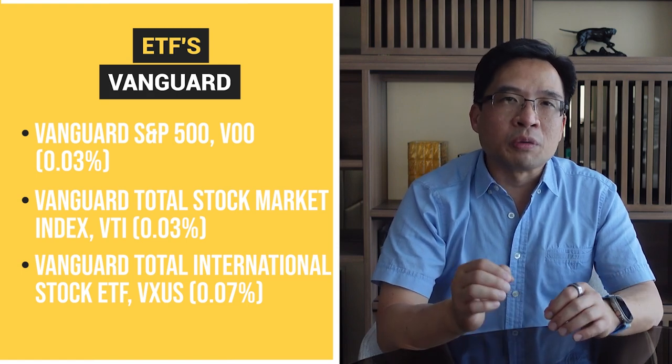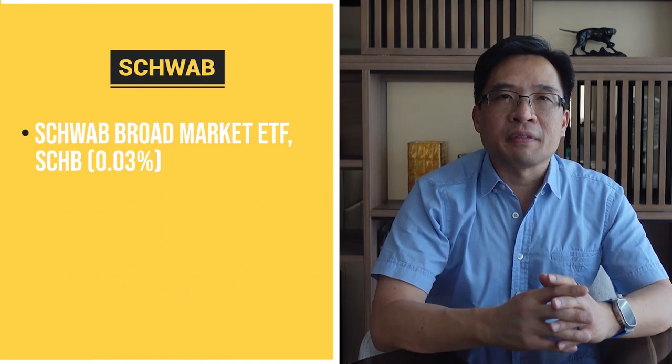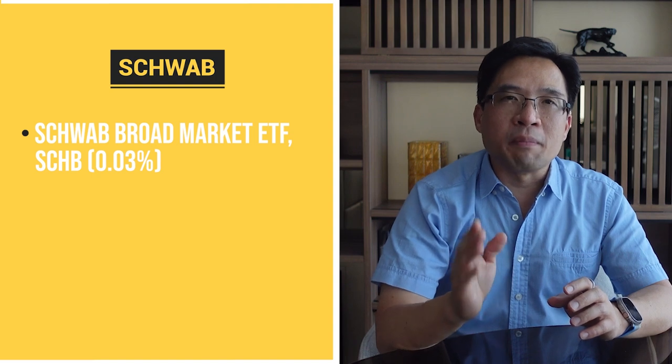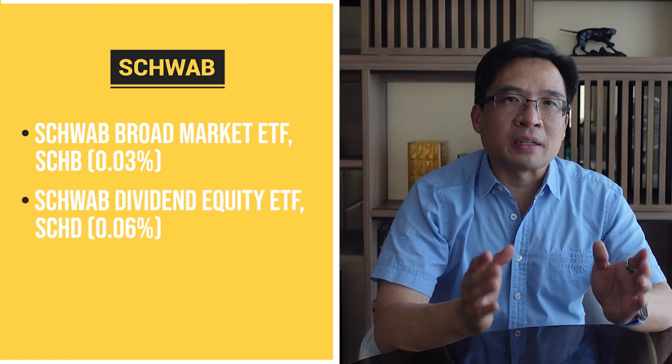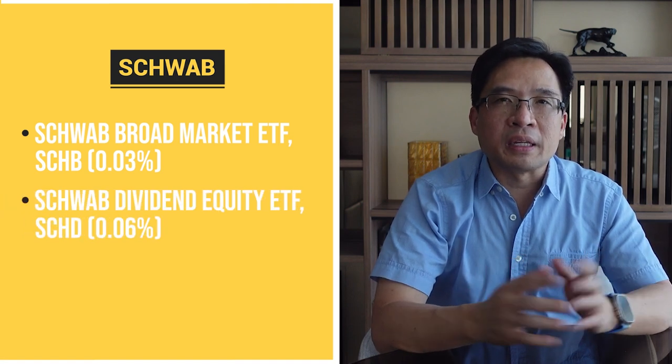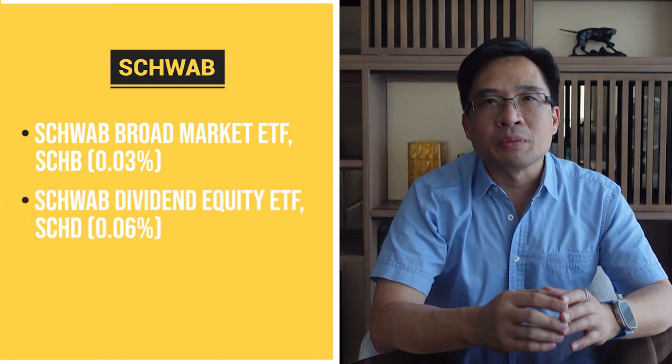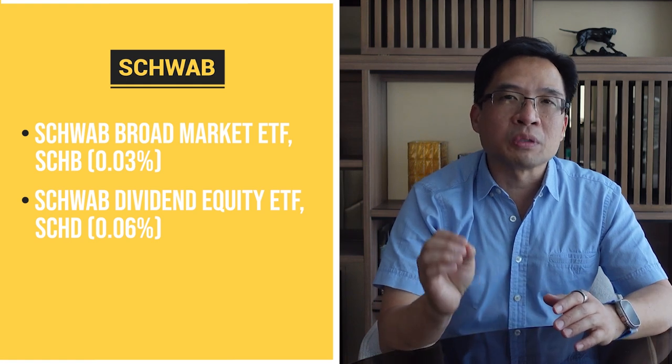In the Schwab family of funds, I would use Schwab's broad market ETF, symbol SCHB, also with an expense ratio of 3 basis points. I also like Schwab's dividend equity ETF, ticker symbol SCHD, with an expense ratio of 0.06%.